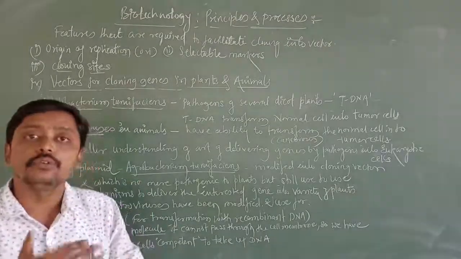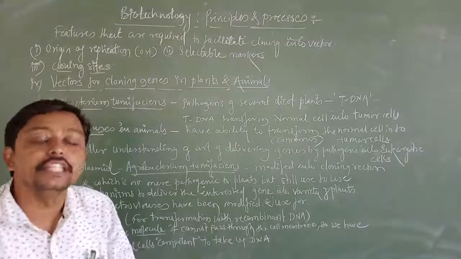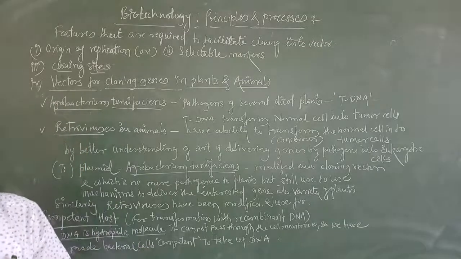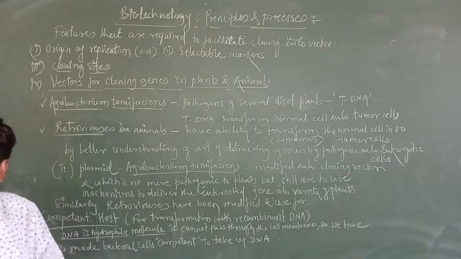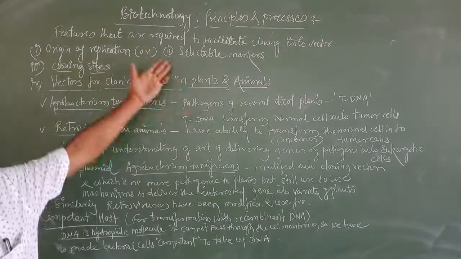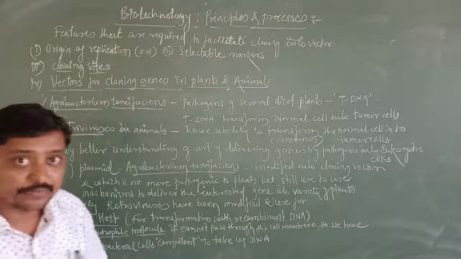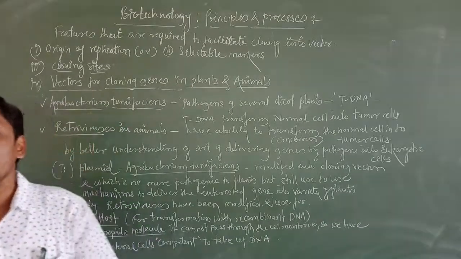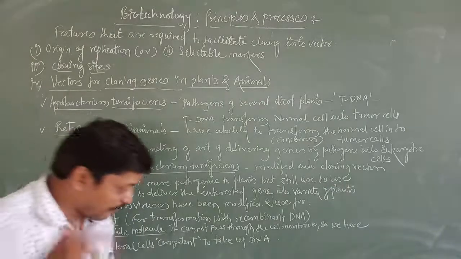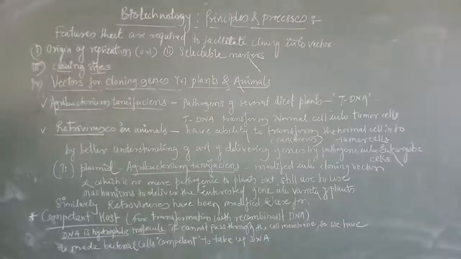Now what are we going to do? We are going to transfer that vector into the bacterium E. coli, that is, into the host cell. The recombinant plasmid has to be introduced into the host cell. How are we going to introduce it, and what are the methods? For that we will study the next point.